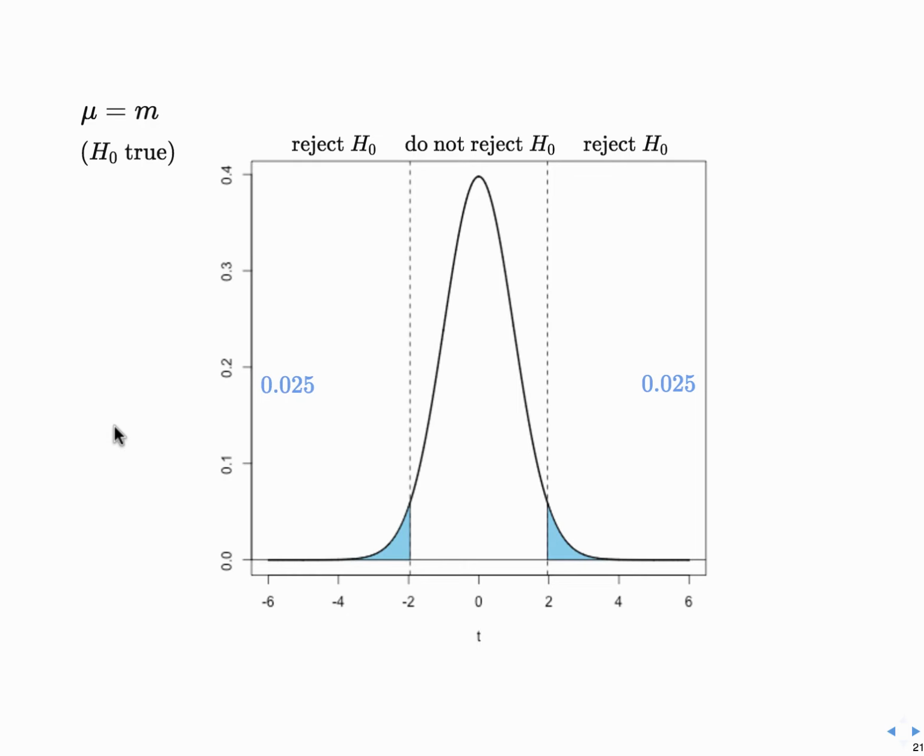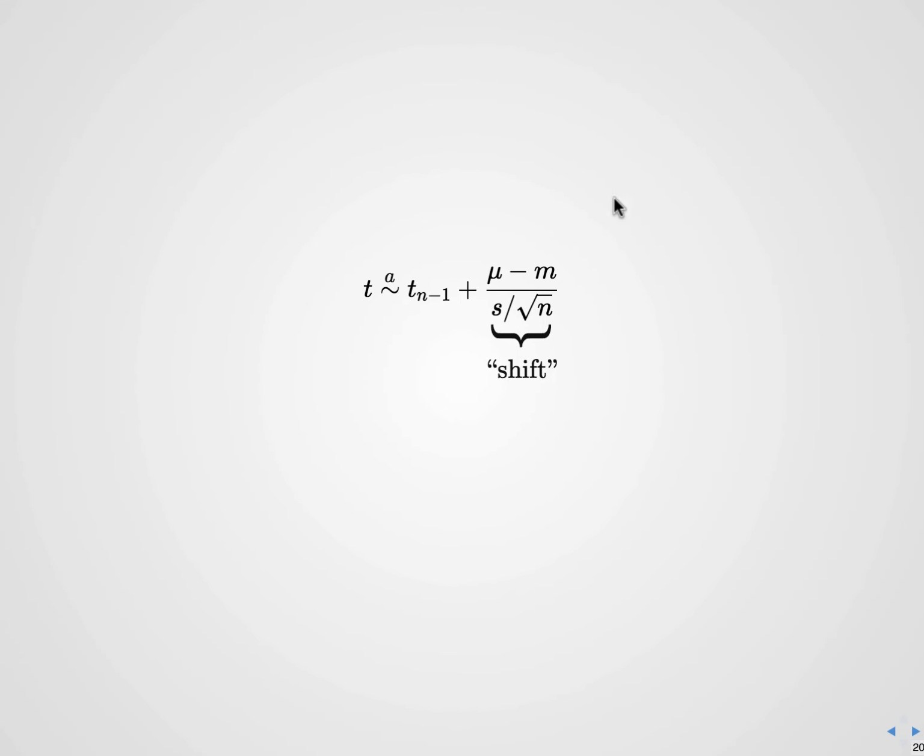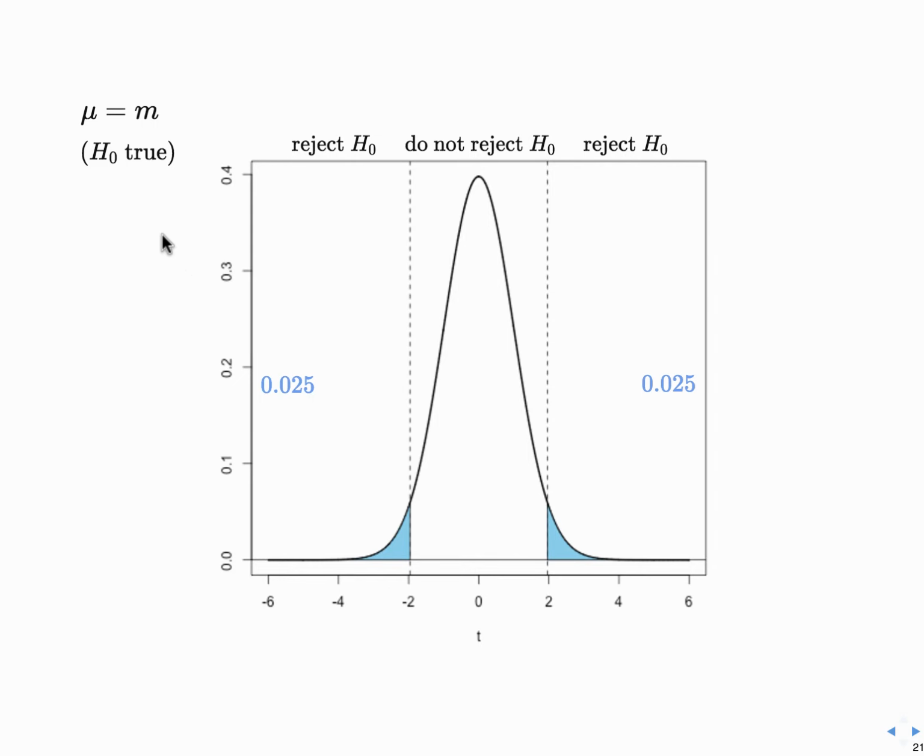So here are some pictures to give a sense of what's going on with this kind of formula here. So here's a picture that we've pretty much seen before, right? So we're testing the null hypothesis that mu is equal to m, and let's suppose that the null hypothesis is true. This is our starting point. Okay, so the null hypothesis is true. This is what's going on in the population. And this picture here, we've seen this kind of thing before.